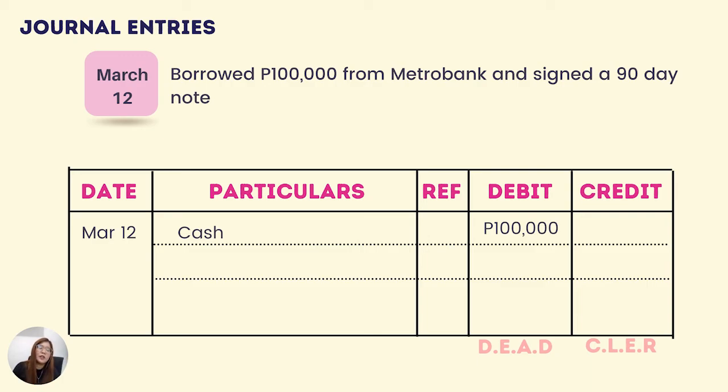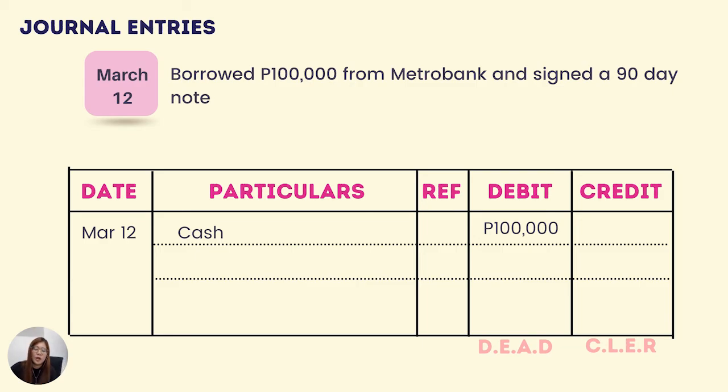Now, what are the other accounts affected? Ano pa ba ibang accounts affected natin? Since nangutang tayo, it means the liability of the business was increased. And sabi natin, to increase the liabilities, okay, nandyan yung C.L.E.R, ayun yung guide natin. To increase the liabilities, ang ginagawa natin, we credit it.